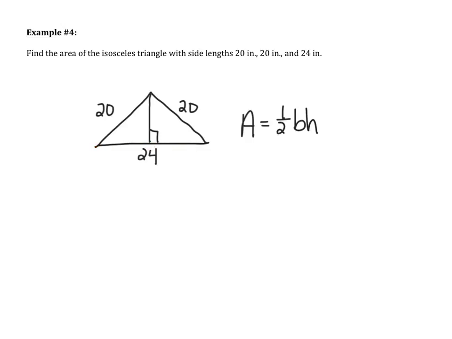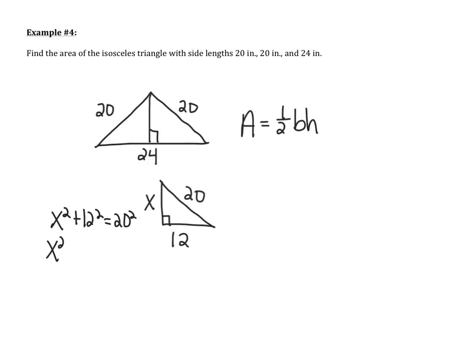So I would end up with a right triangle with a length of 12 down here, 20 here, and I'm looking for this length right there because that would be the height of the isosceles triangle. So since I have a right triangle, I can use the Pythagorean theorem to solve for that height. So I would end up with x squared plus 12 squared equals 20 squared, because 20 would be my hypotenuse.